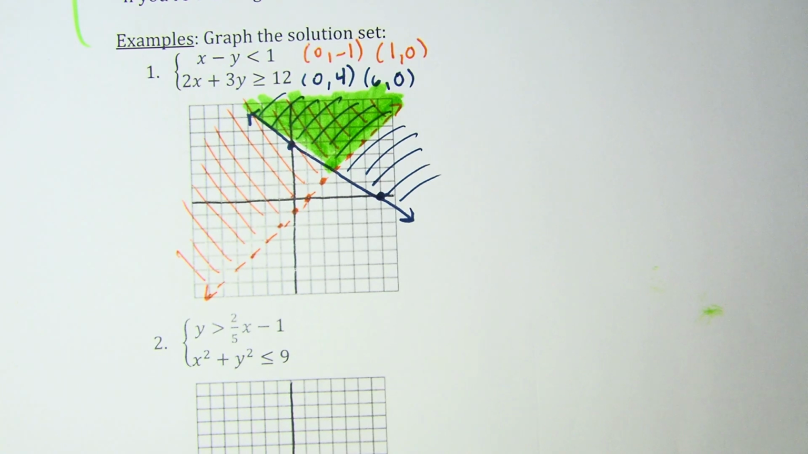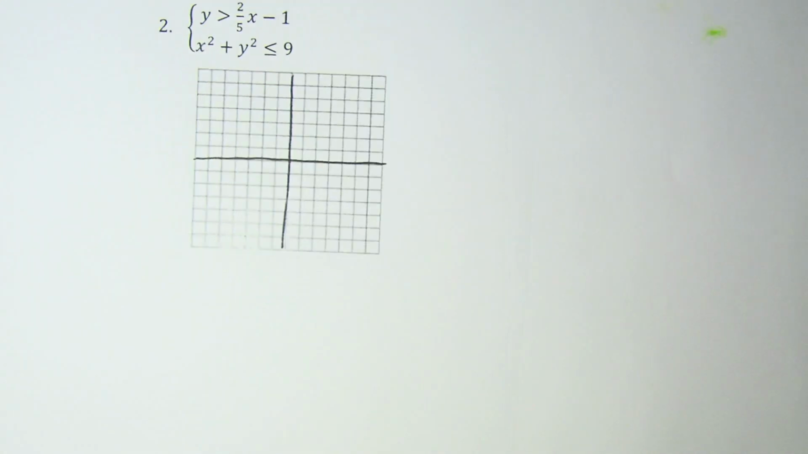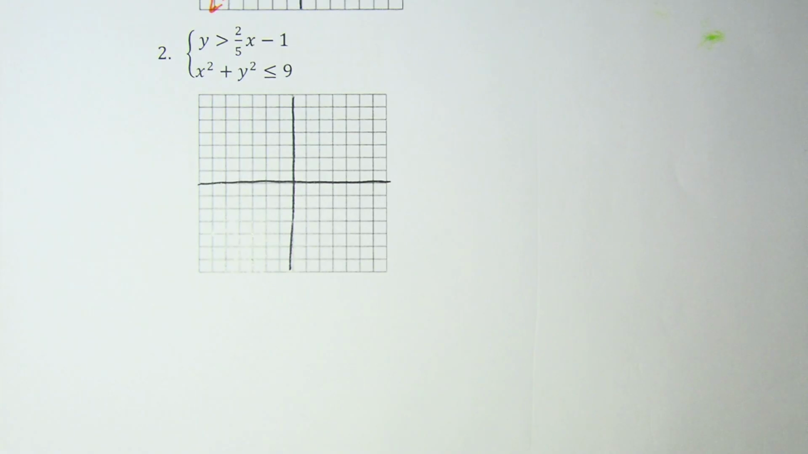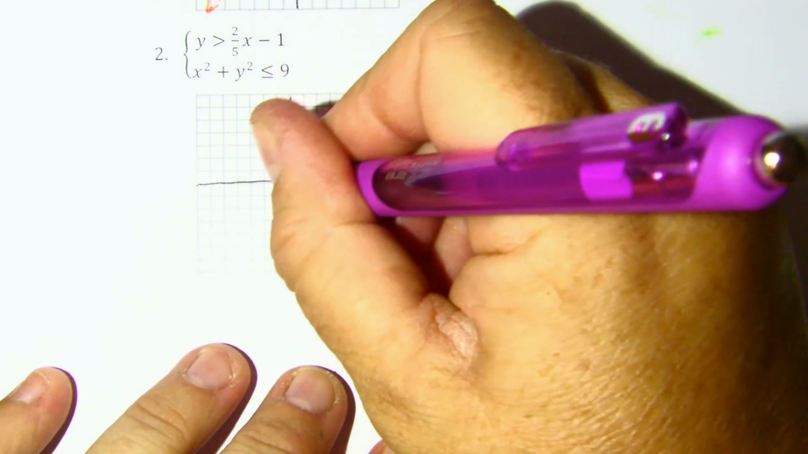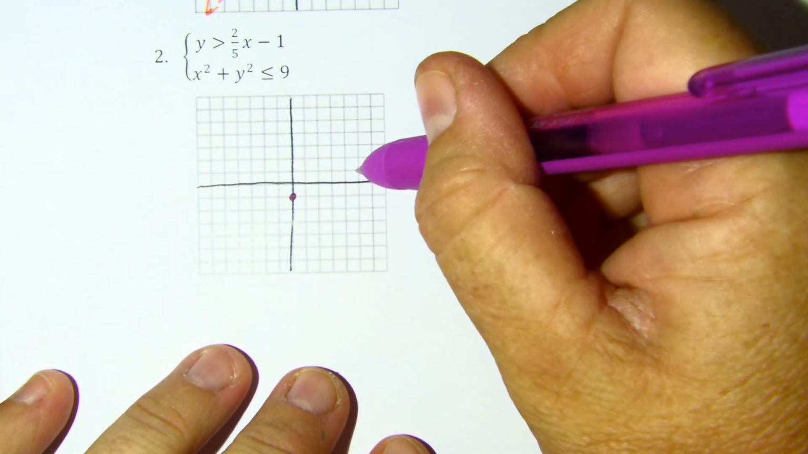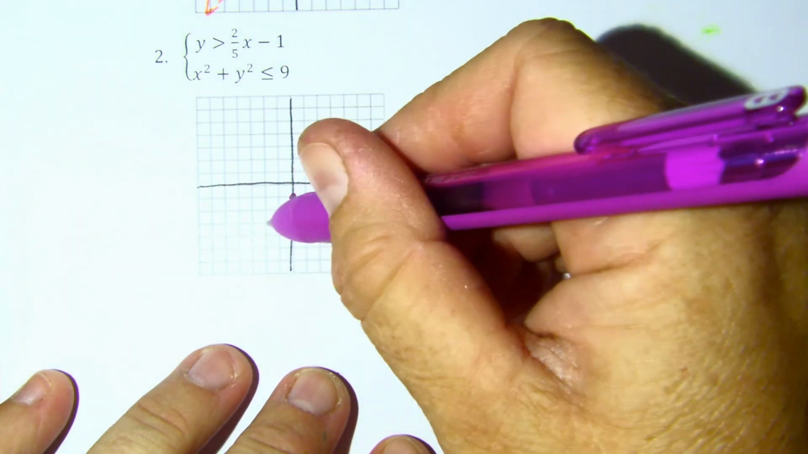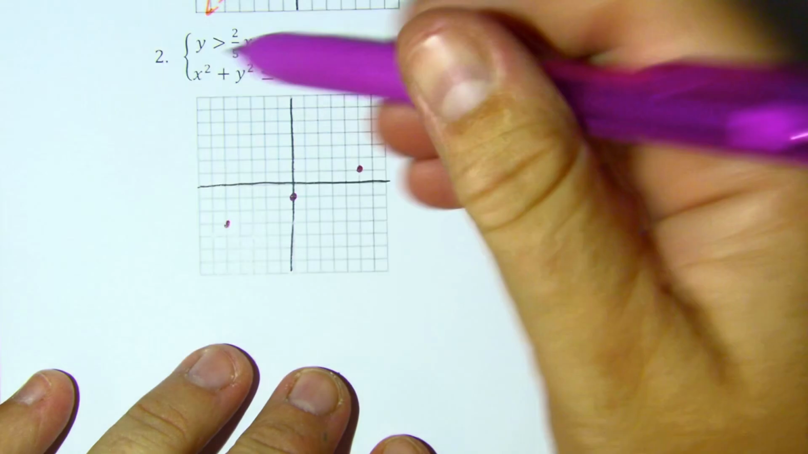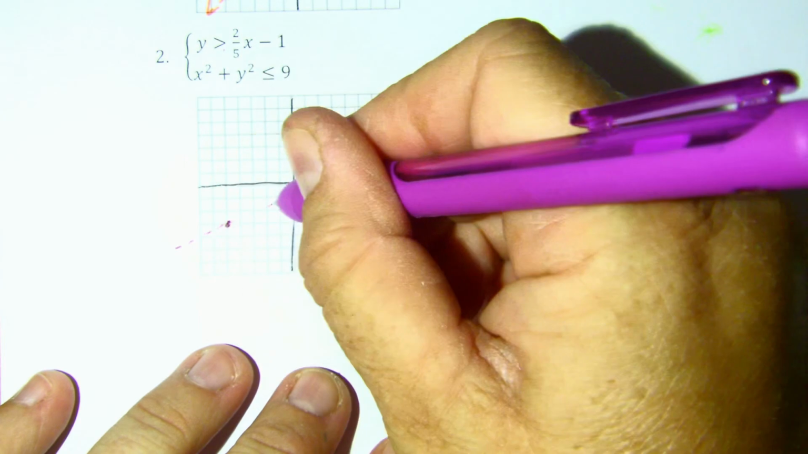All right, so those were both linear equations. What if we have something that's not linear? So this next one, we have one linear equation, and then we have a circle. So the top equation is a linear equation. My y-intercept is -1. My slope is +2/5, so up 2 and over 5 in a positive direction, or I could go down 2 and over 5 in a negative direction. It does not have a line underneath, so that means it's going to be dashed.